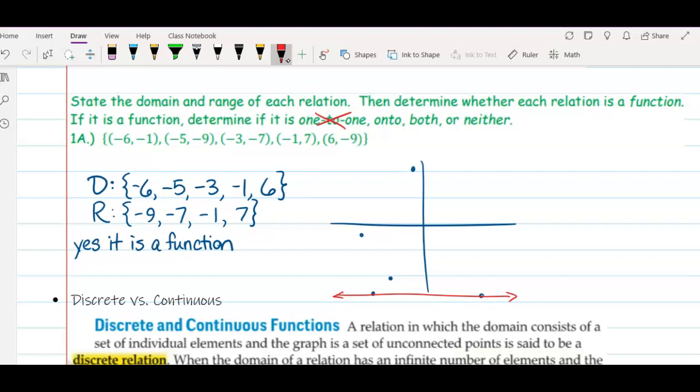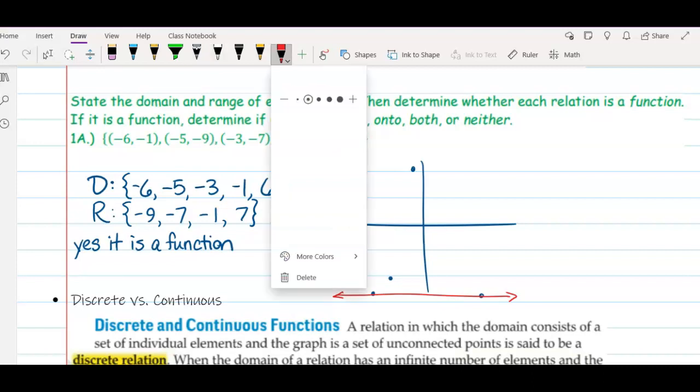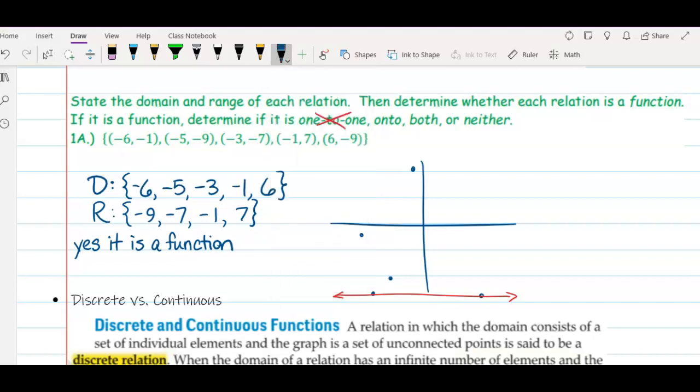Now we need to think about, is it onto? This function is said to be onto if every element of the range pairs with an element from the domain. -9 pairs with -5, it also pairs with 6. -7 pairs with -3, -1 pairs with -6, and 7 pairs with -1. So this function is said to be onto.